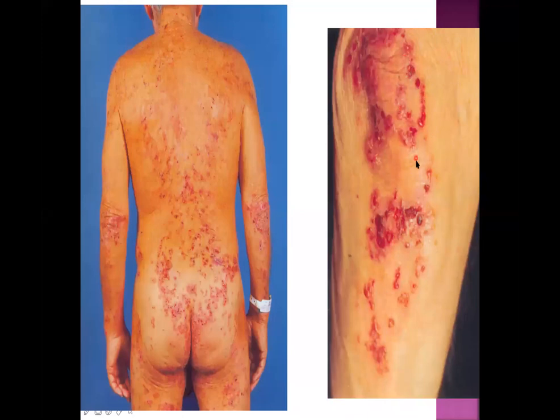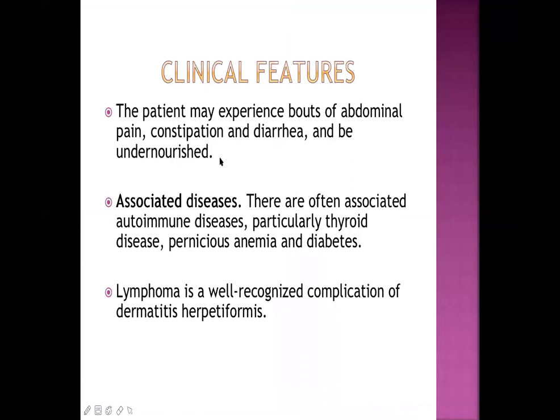This is the back of the elbow again, in a little bit magnified view. Now, where are the blisters or vesicles? Not commonly seen. Rather, there are some papular lesions seen, and they are very pruritic or itchy. The patient may experience bouts of abdominal pain, constipation, and diarrhea. Rather than constipation, there is diarrhea, because of the association of celiac disease in this type of person.